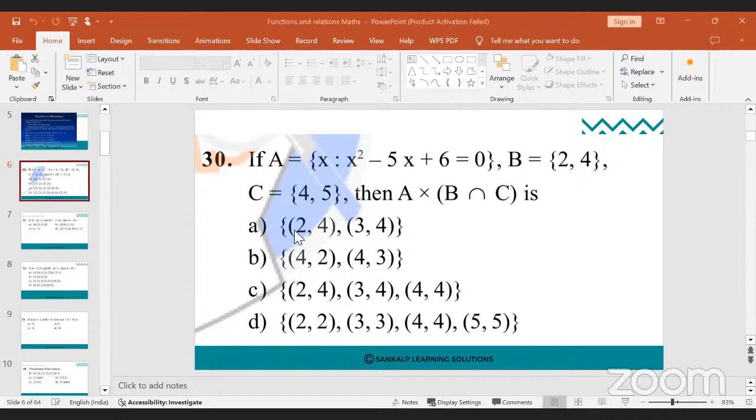The first option is (2, 4) and (3, 4). Second option is (4, 2) and (4, 3). Third option is (2, 4), (3, 4) and (4, 4). Fourth option is (2, 2), (3, 3), (4, 4), (5, 5). So try to give the answer. Only 10 seconds for this. Which option is right?